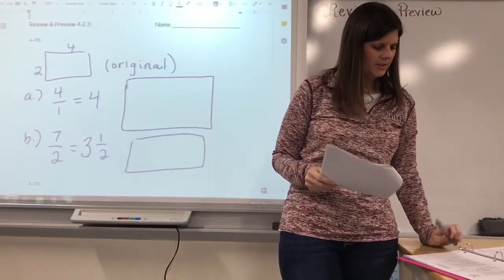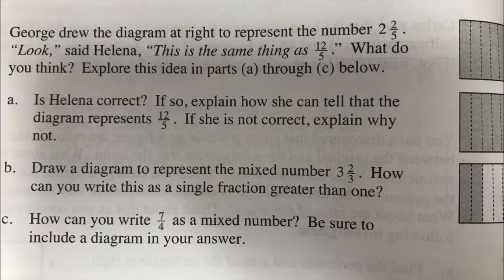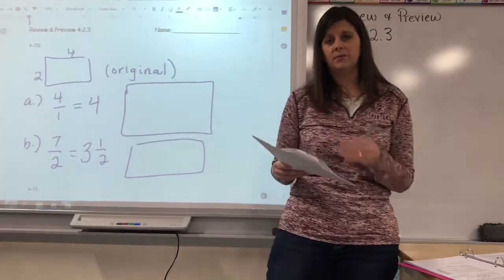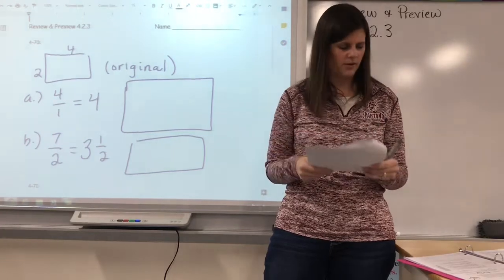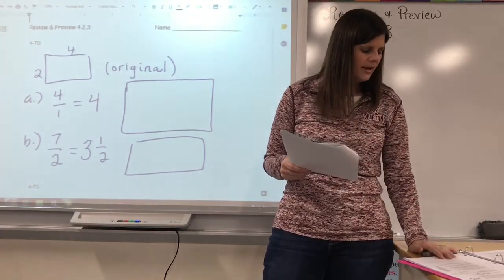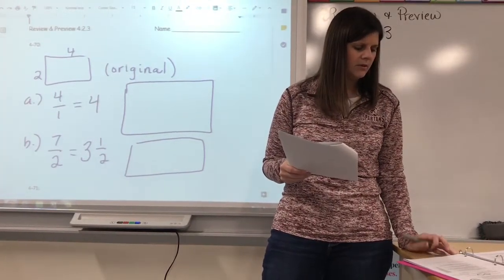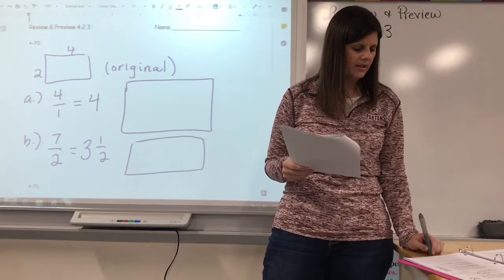On question 71, they are asking you a question. For part A, it's asking you, is Helena correct? If so, explain how she can tell that the diagram represents 12/5, and if she's not correct, why not? So on your answer space for part A, that's what I'm looking to see. Is she correct, yes or no? And then tell me why that's the way you feel. Part B asks you to draw a diagram to represent the mixed number 3 2/3.